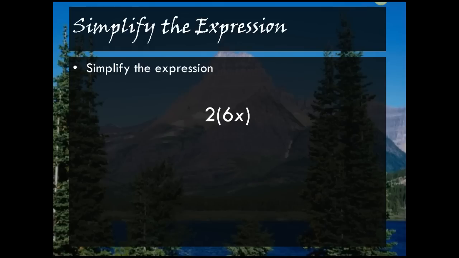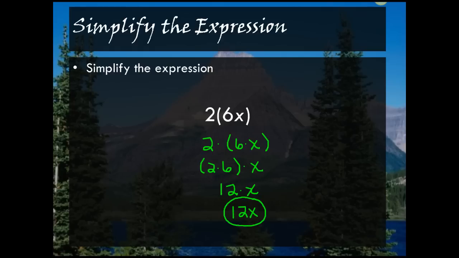Let's simplify the expression 2 times 6x. If we were to write this out, this would mean 2 times 6 times x. However, unless we know what x is, we cannot do anything with the 6 times x. We can use the associative property, though, to move the parentheses over and make this 2 times 6 in parentheses times x. And it becomes 12 times x, or 12x. We don't need to write out all of these steps. We can simply look at this expression and know that we need to multiply 2 times 6 to give us 12x.